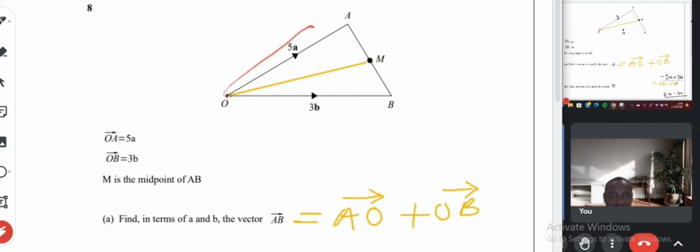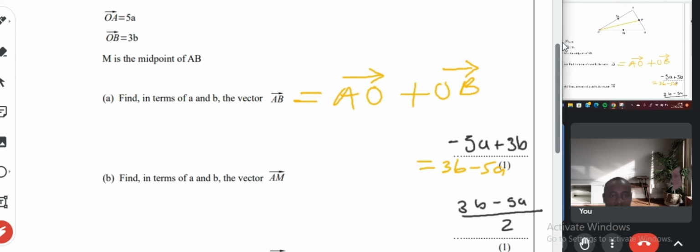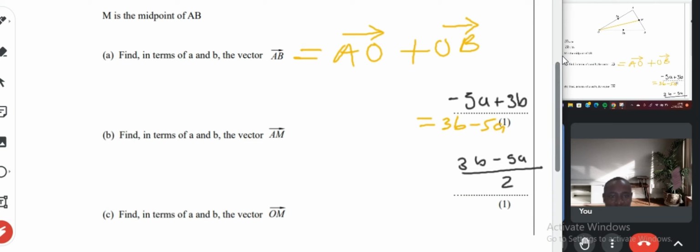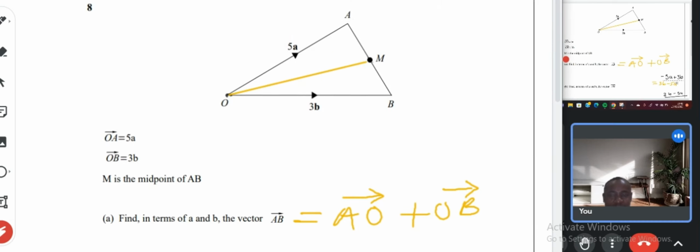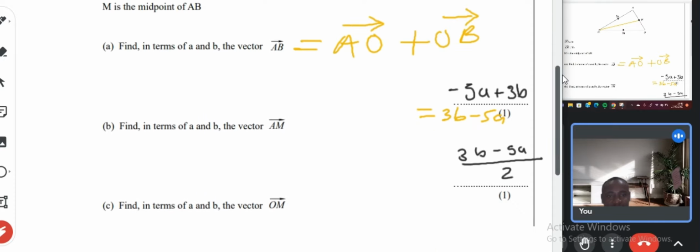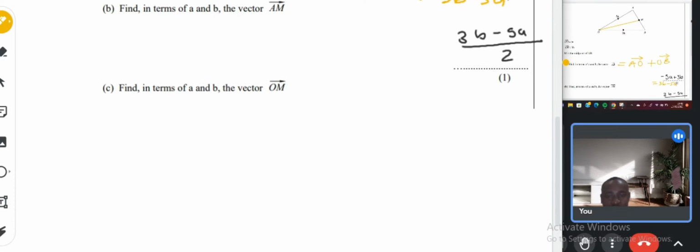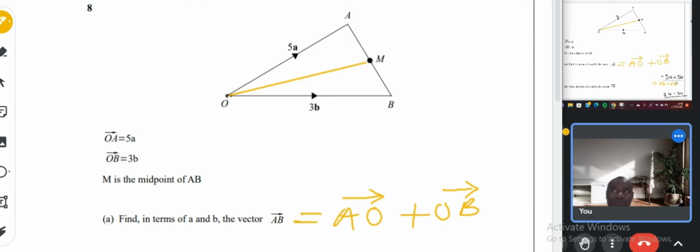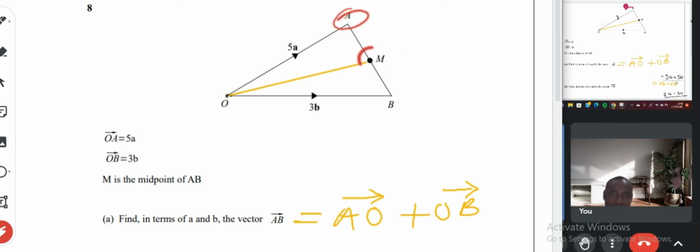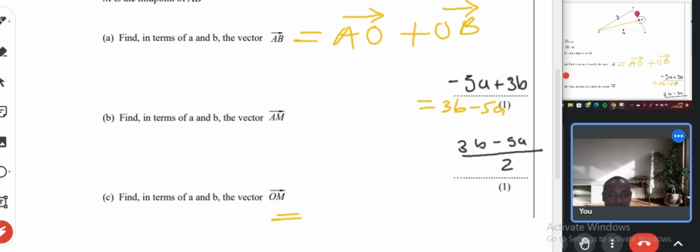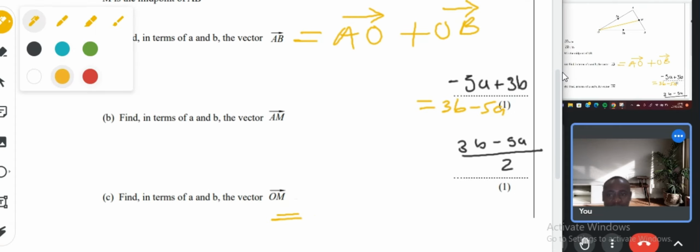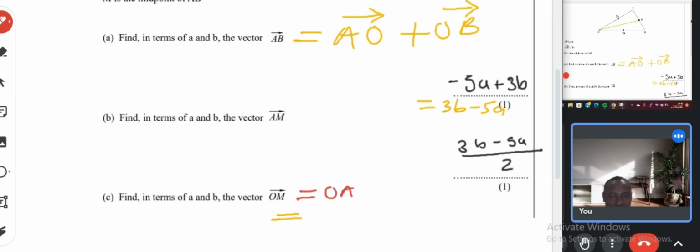But I think it's 3B plus 5A, divided by 2. Are you writing this down? I think it's better you write it down. Let me write it down first of all. To move from O to M, you have to first go from O to A and then A to M. So let's write it down. O to M is equal to O to A plus A to M. OM equals OA plus AM.